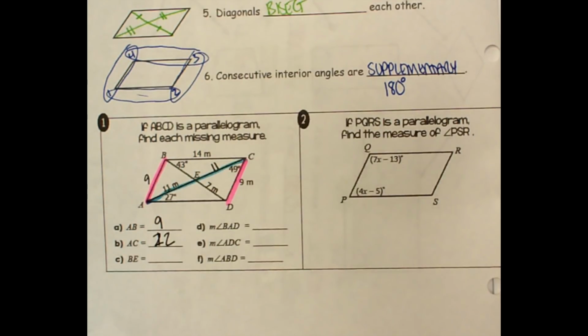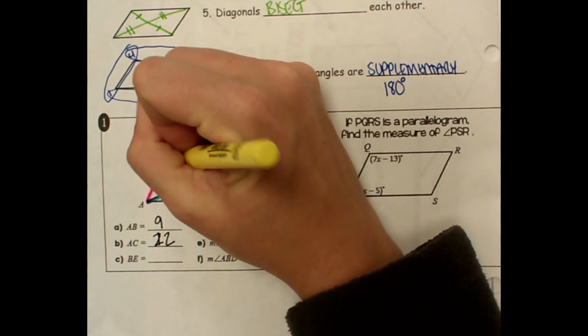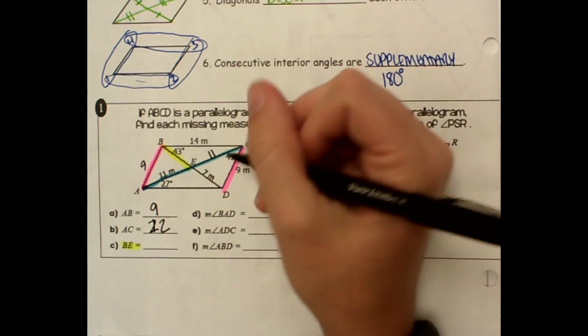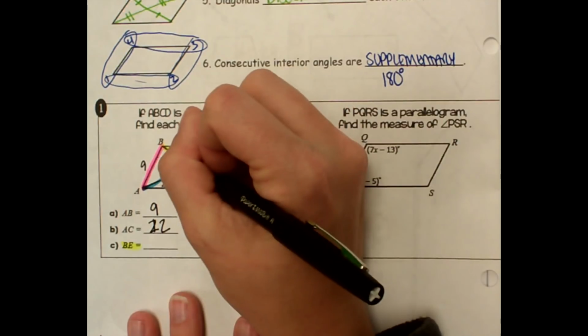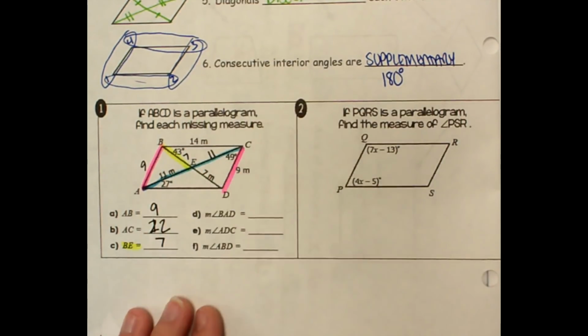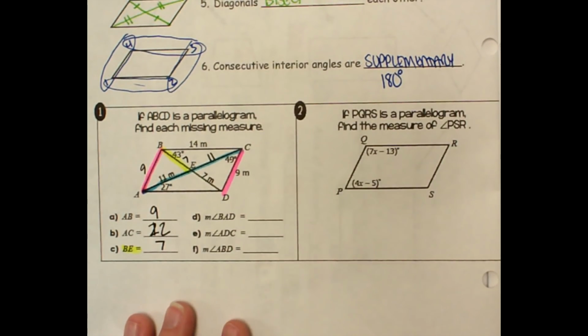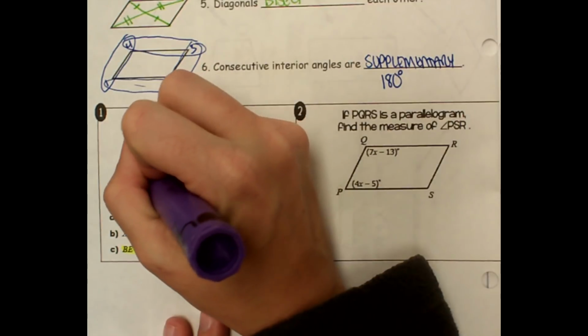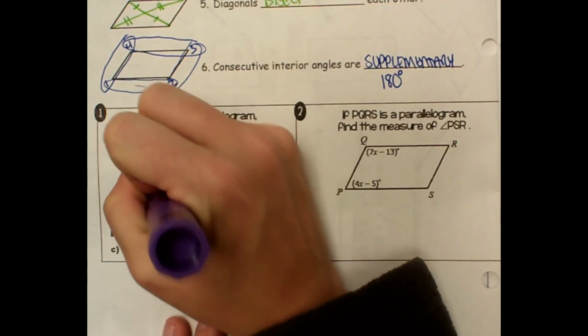Then it wants BE. Right here is BE. So once again, diagonals bisect. If this one's 7, then that one is 7. Then it wants the measure of angle BAD. So it's going to want that angle right there.